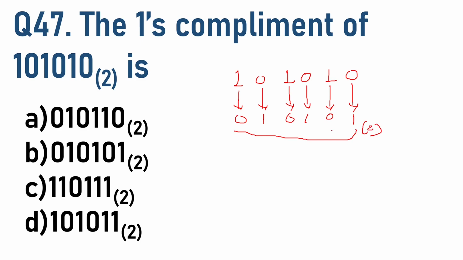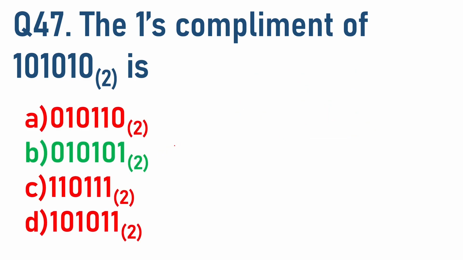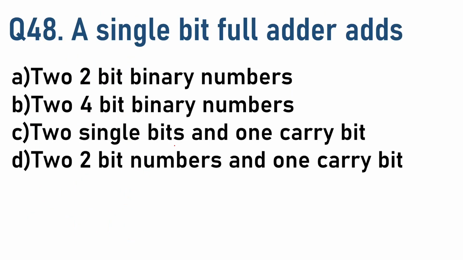Okay, so that is the binary number. In these options, you can see that option B is the right answer. 010101 to the base 2 is the ones complement of 101010 base 2. So option B is the right answer. Then we'll go to the next question, question 48.